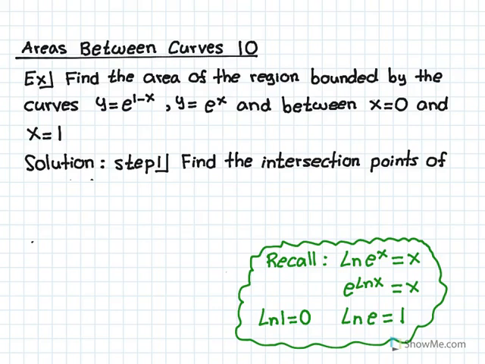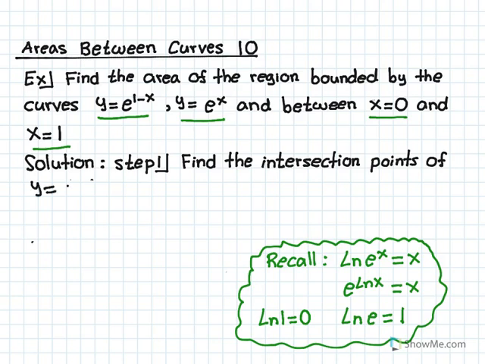In this video, we're going to look at another example of areas between curves. In the question here, we have: find the area of the region bounded by the curves y equals e to the 1 minus x, y equals e to the x, and between x equals 0 and x equals 1. The first step, as always, is to find the intersection points of these two functions.